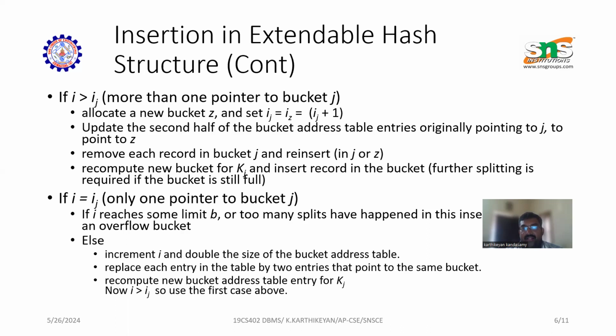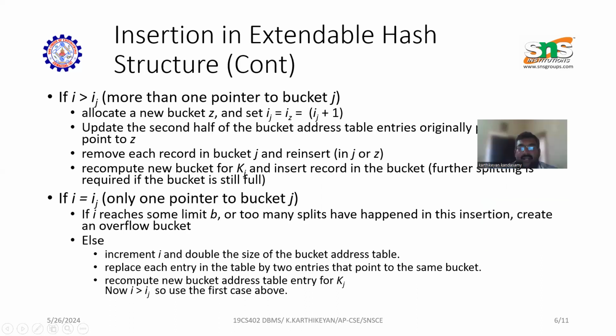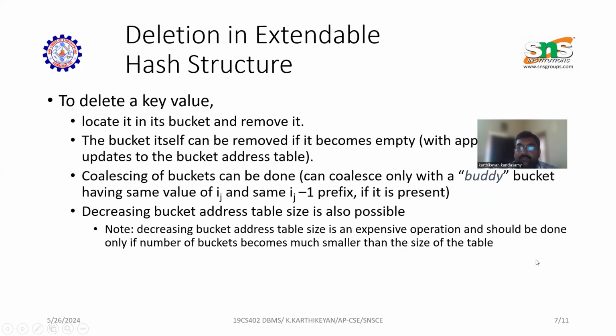If i reaches some limit b, or too many splits have happened, insert in an overflow bucket. Else increment i and double the size of the bucket address table, and replace each entry in the table by two entries that point to the same bucket. Then recompute the new bucket address table entry for Kj. Now i is greater than ij, so use the first case above.